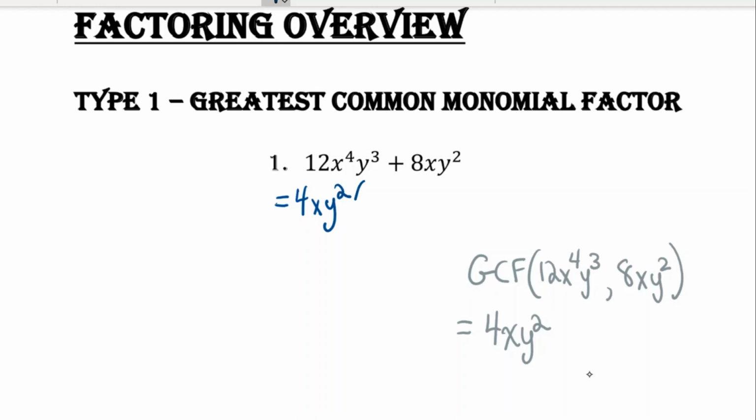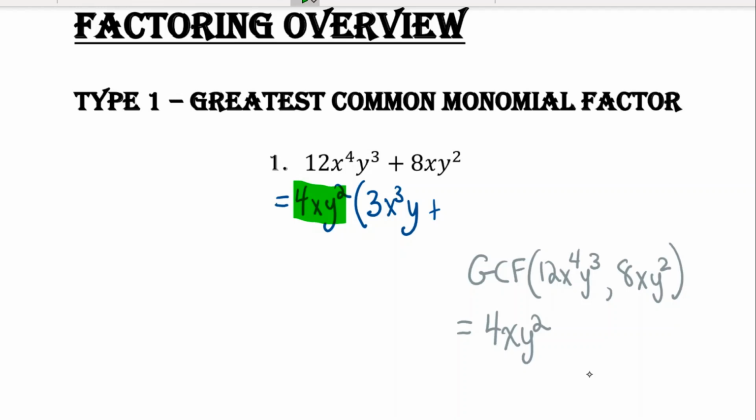And then I now think about 4xy squared times what is going to give me the 12x to the power 4 times y cubed. So 4 times 3 is 12. X times x cubed is x to the power 4. And y squared times y gives me the y cubed.